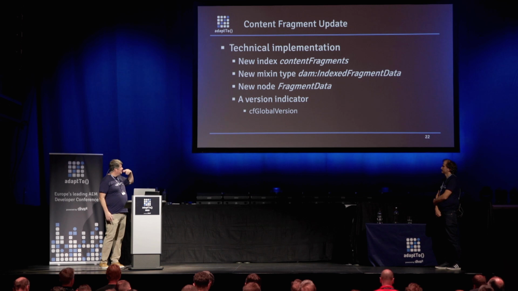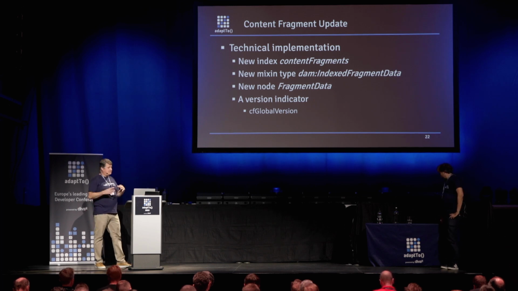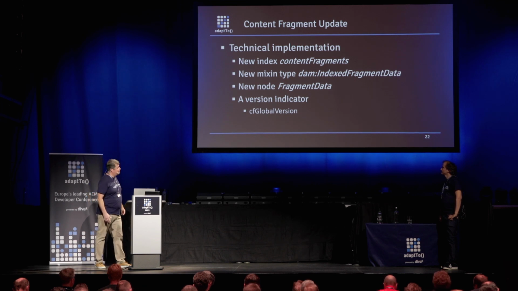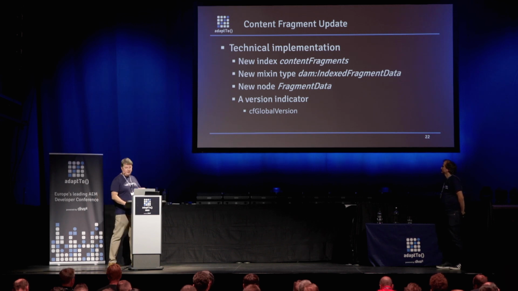When you edit a content fragment in the editor, it also creates a new node, which is called fragment data, which duplicates some of your properties in a content fragment. This is actually the sacrifice we had to make. And once your content fragments are updated, you will see a new property called content fragment global version, which will reflect the current state of content fragments after the update process has been completed.